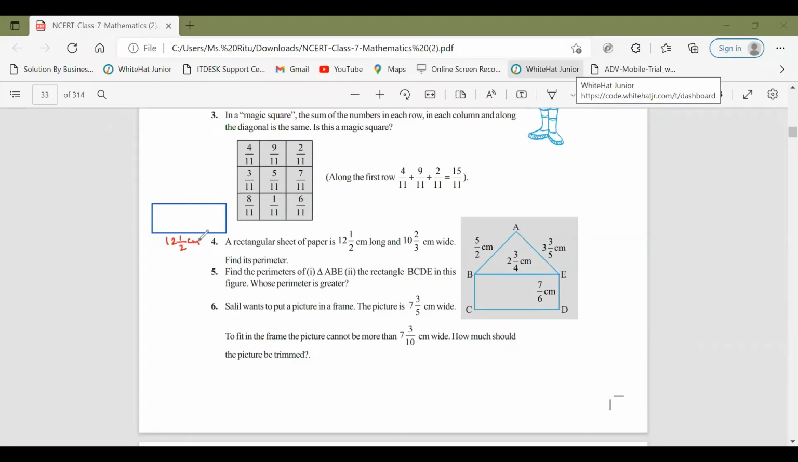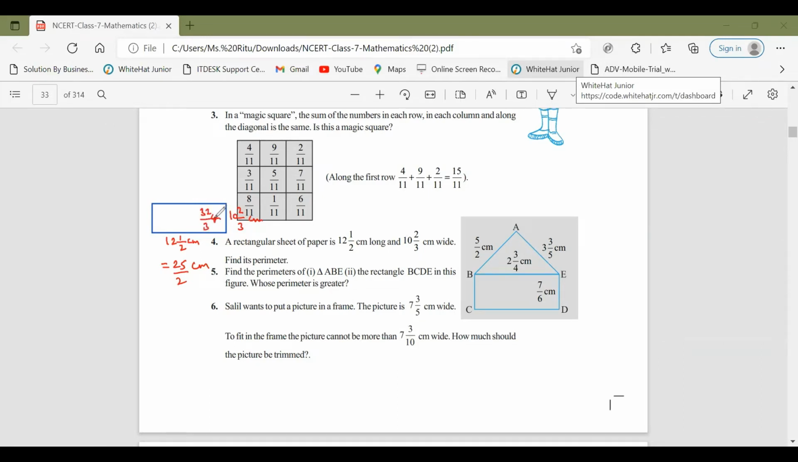12 1/2 cm. If you convert this mixed fraction into improper fraction, you will get 12 2 is 24 + 1 = 25. So this length is 25/2 cm. And 10 2/3 cm wide. So its ki jo breadth hai, that is giving us as 10 2/3 cm. So convert this also in its mixed fraction in improper fraction. So 10 3 is 30 + 2 is 32. So the breadth is 32/3 cm.